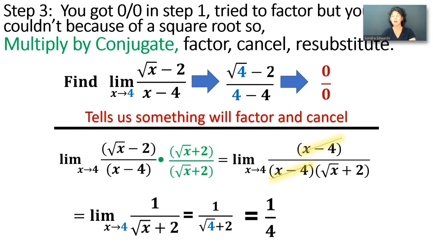If you have followed step 1 and you got 0 over 0, you tried to factor and you just couldn't, well then the third step is to multiply the numerator and denominator by the conjugate. Only multiply your numerators together. Something will now cancel, so you can resubstitute, simplify, and you've got your answer.